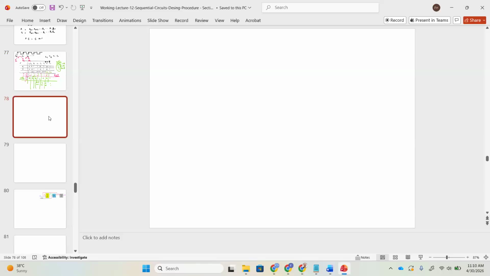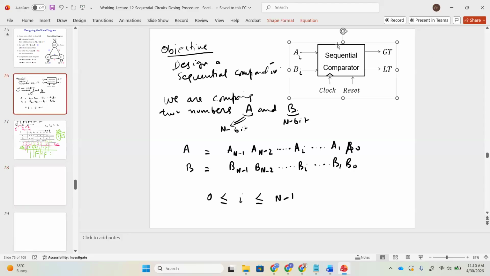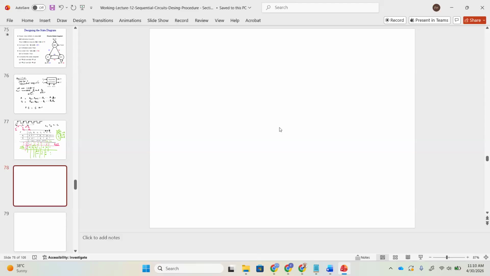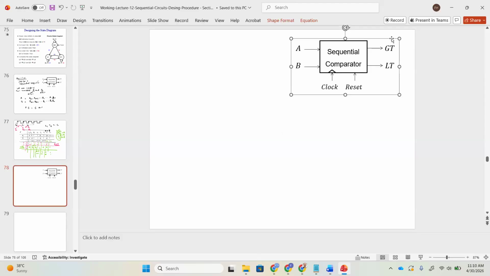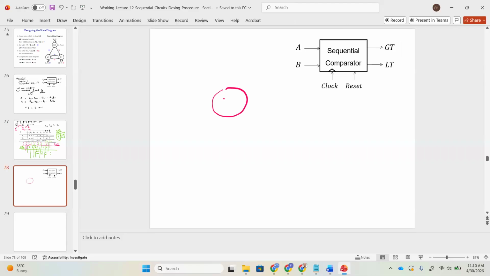Okay, now think of this comparator, and definitely we want to design it. We want to compare AI and BI, so this is my comparator. Possibly there should be three states in the system. The first state is called the equal state, the second is called the LT state, and the third is called the GT state. Any question? Is this clear or not clear? Please remember, there are three states in the system.